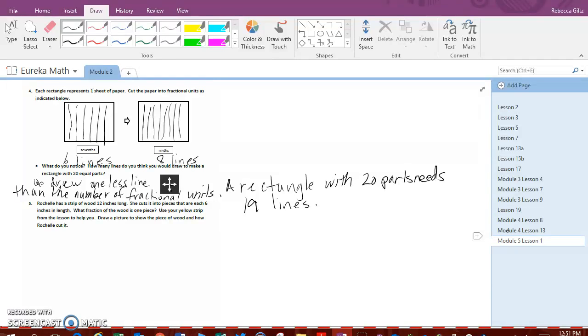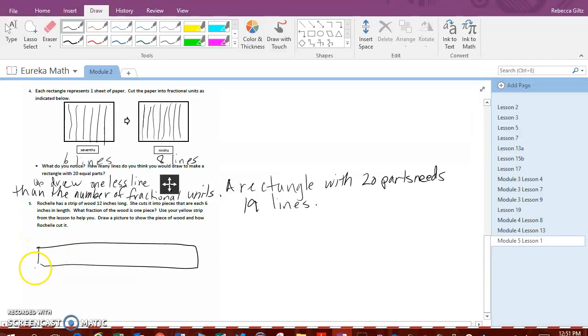So if you want to get your fraction strips out now, you can. You may or may not need them. But I'm going to draw a strip of wood. What do you know? It looks like a tape diagram. And I'm going to label that 12 inches because the problem tells me that. That's the first sentence. She cuts it into pieces that are each 6 inches in length. Okay? So I'm thinking to myself, how many 6-inch pieces can fit into 12?